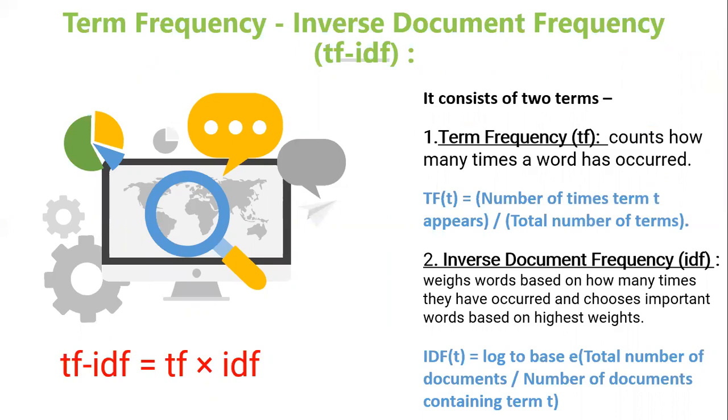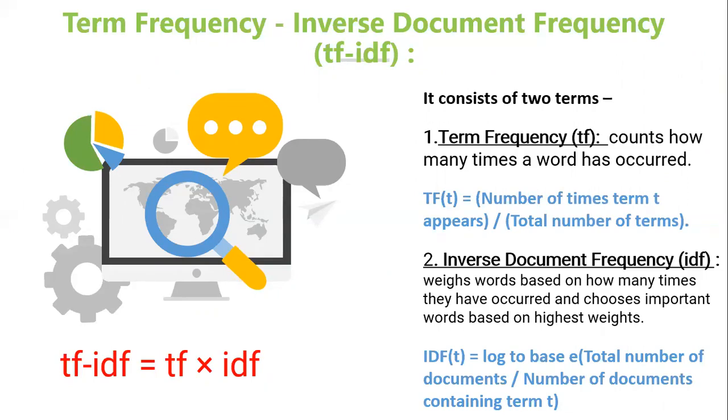Term frequency counts how many times a word has occurred. Term frequency measures how frequently a word or a term occurs in a document. It is the number of times term T appears divided by the total number of terms. Inverse document frequency. It measures how important a word is.